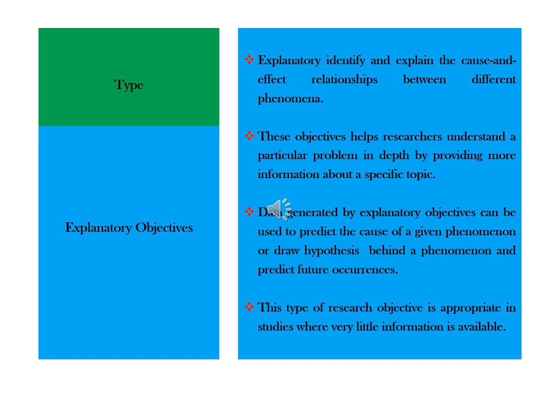This type of research objective is appropriate in studies where very little information is available. So when we intend to undertake studies on an emerging issue, an issue that has not been researched much or very little information is available about it, then the best type of objectives to generate to drive that kind of study is explanatory objectives. This is because, one, they seek to understand the relationship between different variables.